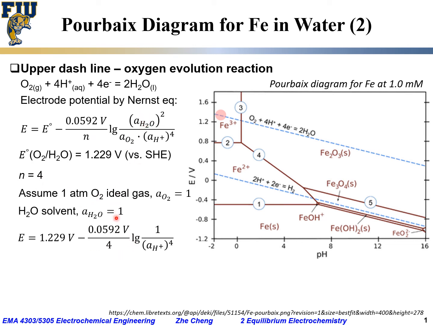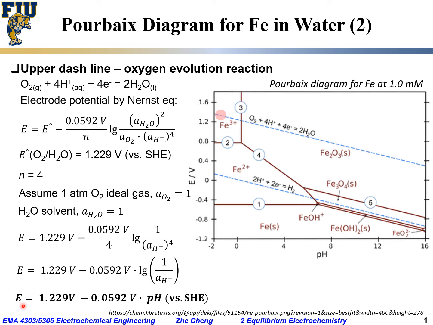The numerator becomes 1 because we said water activity is 1. The denominator, the activity for oxygen gas, we said is also 1. So we are only left with activity of proton raised to the power of 4. Okay, and if we do the simplification, the 4 in the denominator here and the 4 in the power, if we move it out of the log, they would cancel each other, and this would be what we have. Again, remember the log of 1 over activity of proton would be pH. This would give us the electrode potential equals 1.229 volt minus 0.0592 volt times pH.